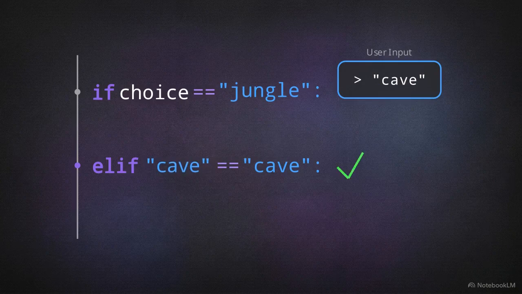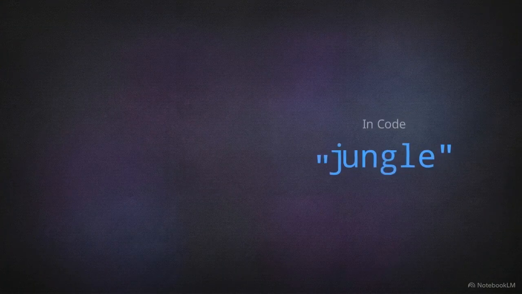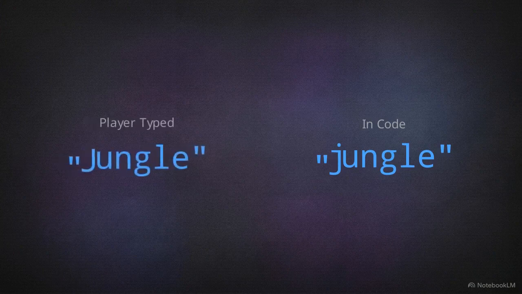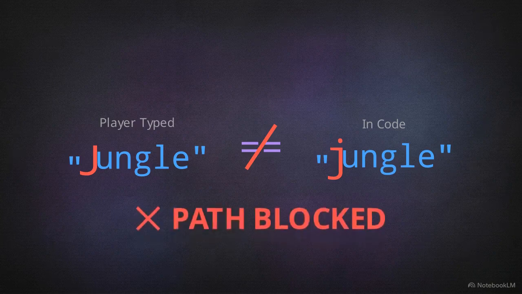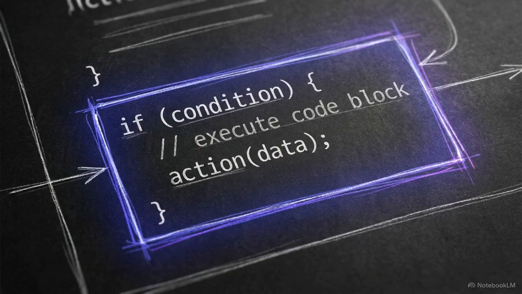To make these checks, we use a double equal sign, comparing the user's input to predefined strings. Warning: it has to be exact. Python is case-sensitive, so a lowercase jungle in your code will not match a capitalized jungle typed by the player. If they don't match, the path won't open. This rigid matching is the mechanism that ensures the player stays within the boundaries of the story you've written.